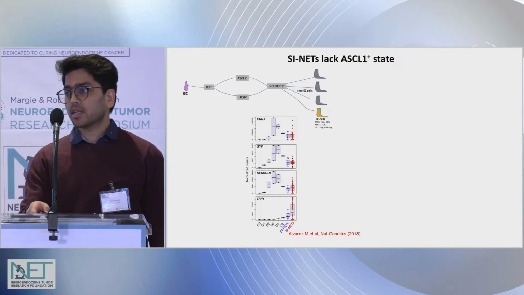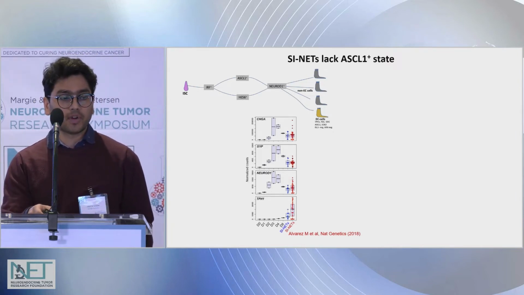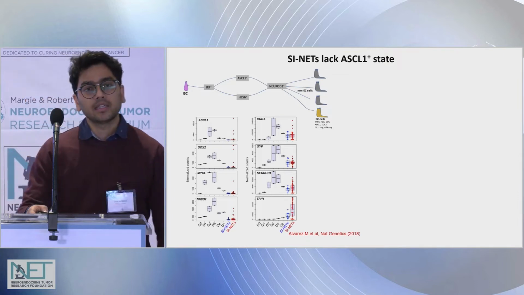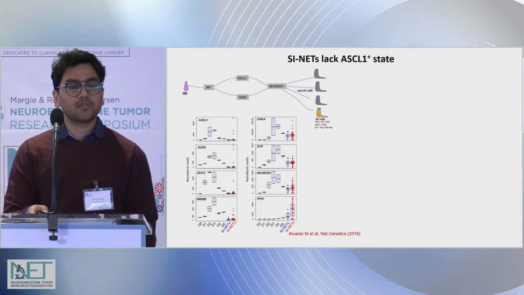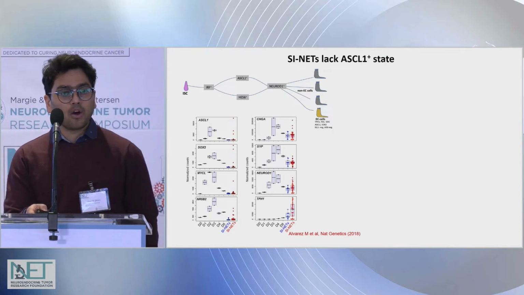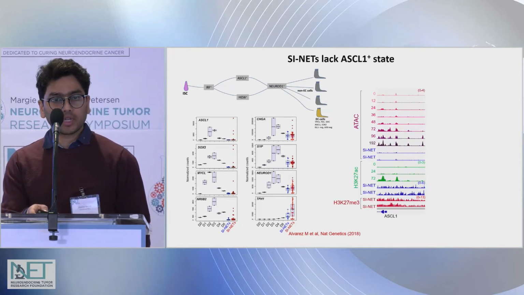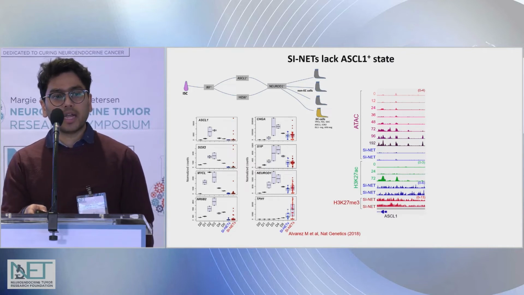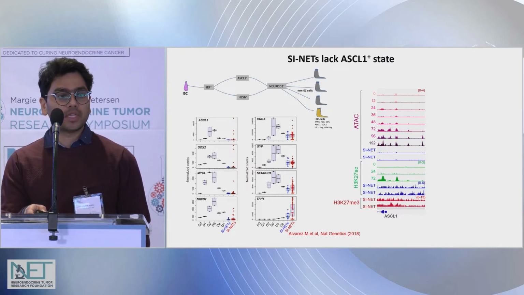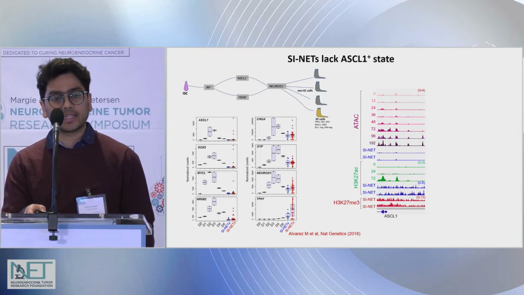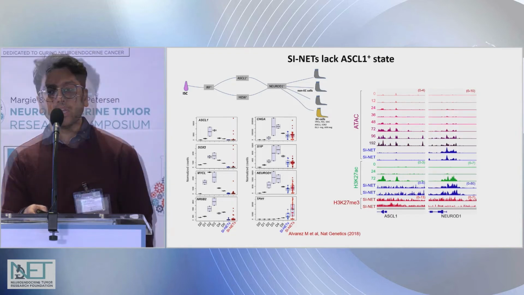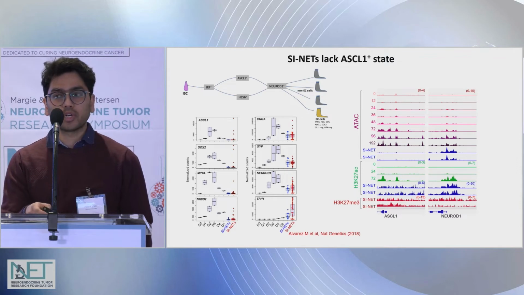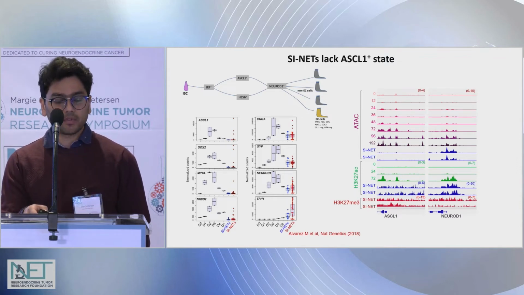With the bulk RNA sequenced EEC profile, we see the terminal genes are enriched in the SINETs over here, but specifically lack the markers associated with the ASCL1 state over here. Also, at the ASCL1 locus, the SINETs, which are represented in blue over here, are inaccessible at the ATAC locus and also lack the K27 acetyl marks. On the other hand, the NeuroD1 locus for SINETs shows remarkable similarity with the normal EEC profile.